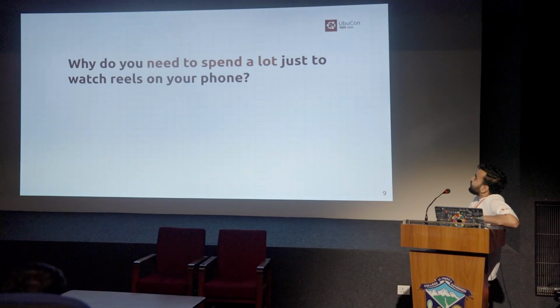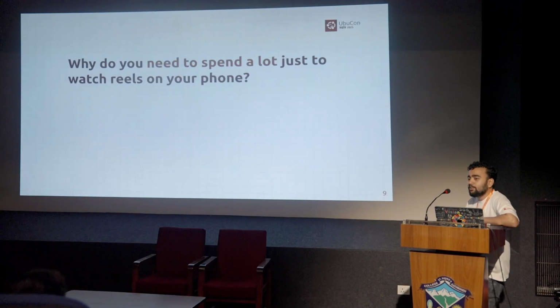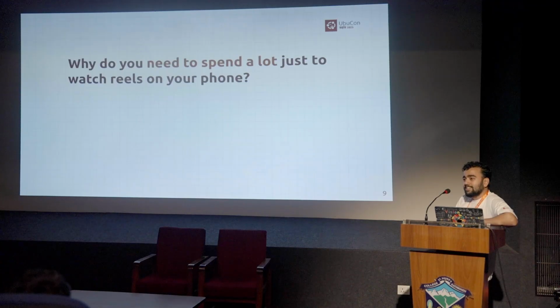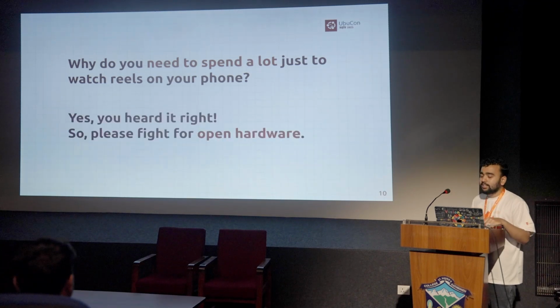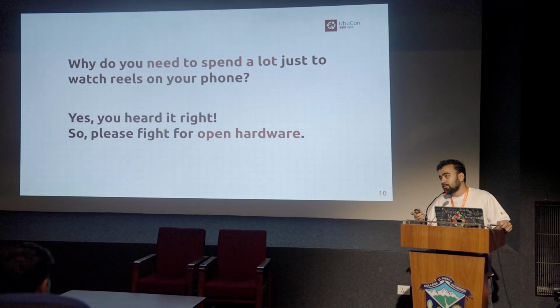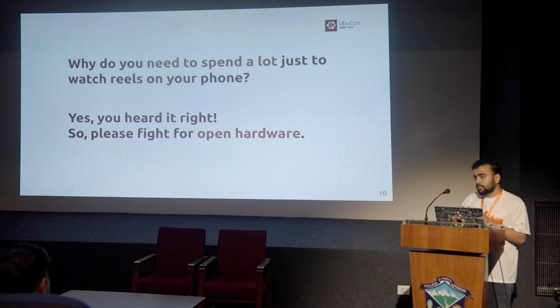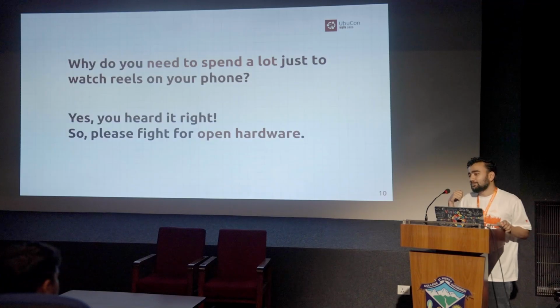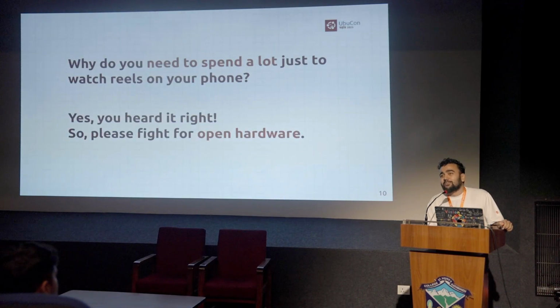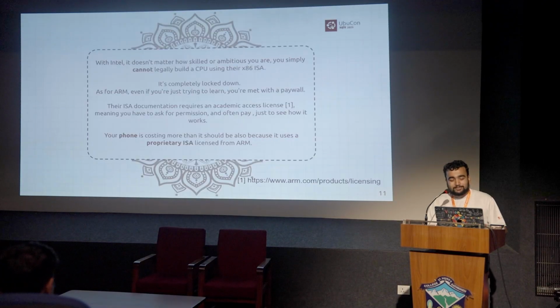So one fun question: why do you need to spend a lot just to watch reels on your phone? Our devices cost more. Why does it cost more? Yes, that all comes under the proprietary fee or legal binding that we pay for the architecture. For the proprietary ISA that our devices use, we have to pay royalty. That's why we have to pay so much just to watch reels. It is currently another hot topic to be solved.